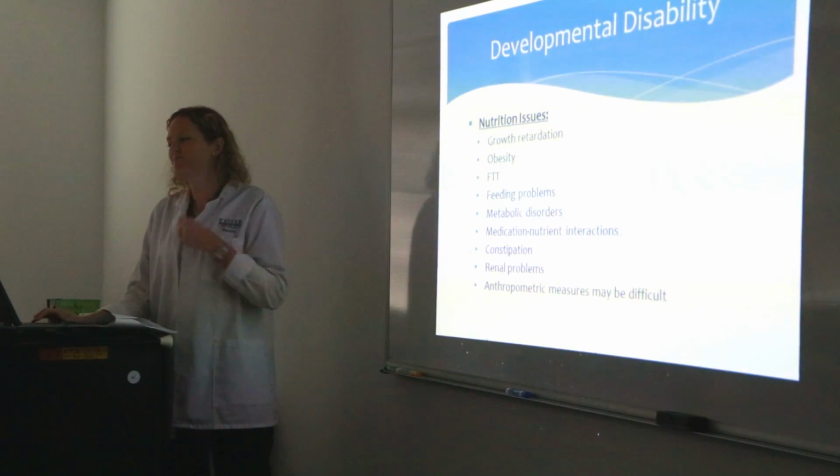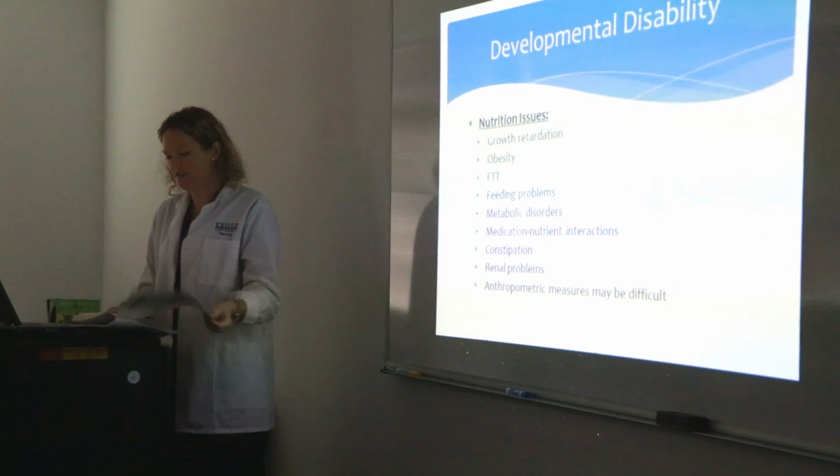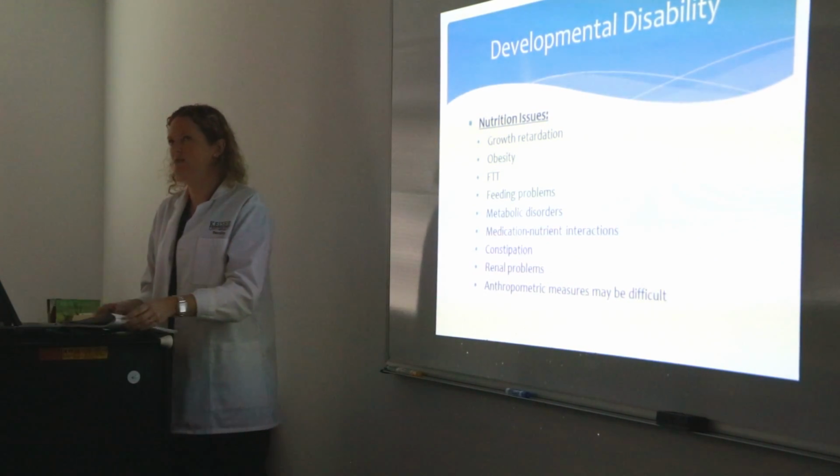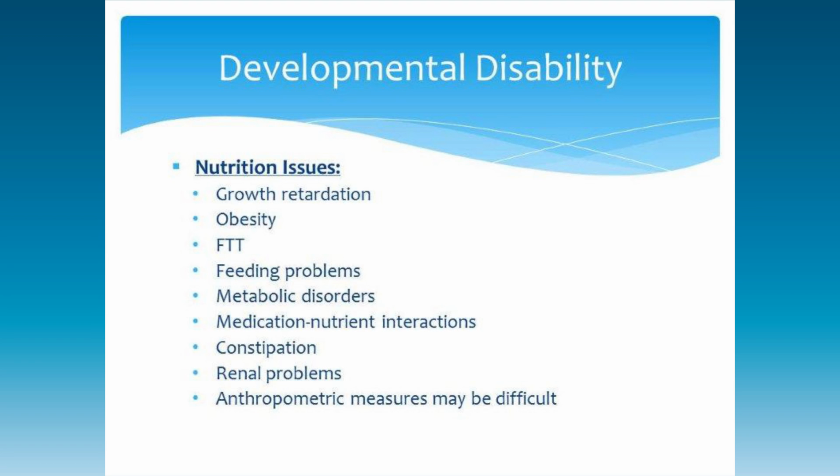But in general, nutrition issues with some of these disabilities: you might see growth retardation. You also might see obesity. You might see failure to thrive. They may have problems feeding, metabolic disorders, drug-nutrient interactions, constipation, renal problems, and with this population, it can be really difficult to get their height and weight measurements accurately.